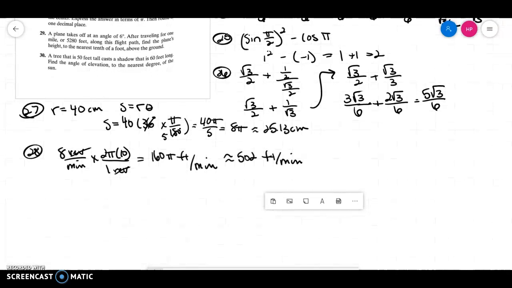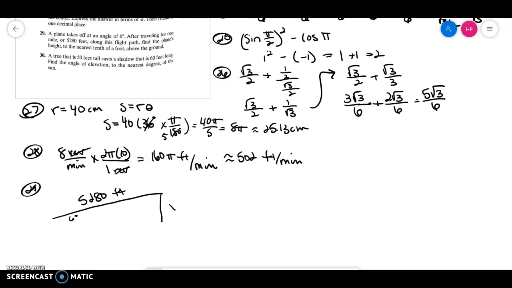My plane. The plane taking off. A plane takes off at an angle of 6 degrees, so not a crazy steep angle, and it travels for a mile, or 5,280, that's one of my favorite numbers. Along this flight path, find the height. So what is my height to the nearest foot above the ground? So this is another SOHCAHTOA problem, if that's a right triangle.